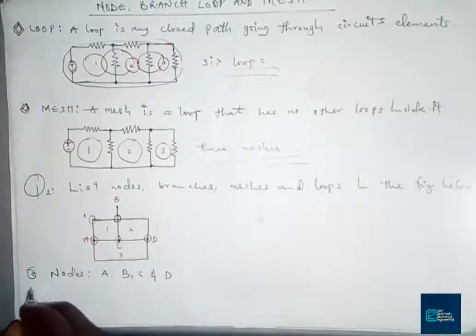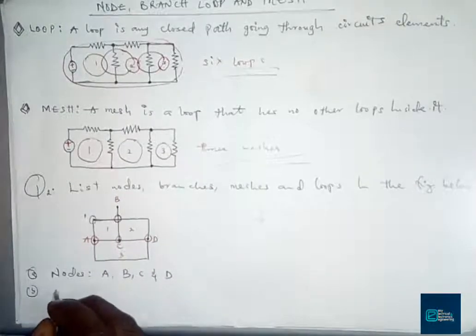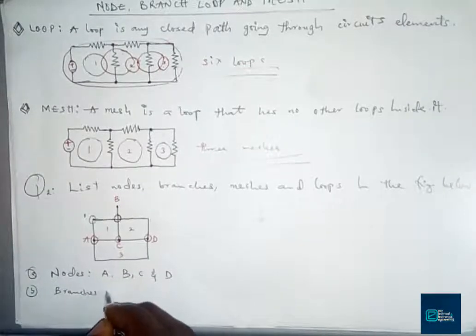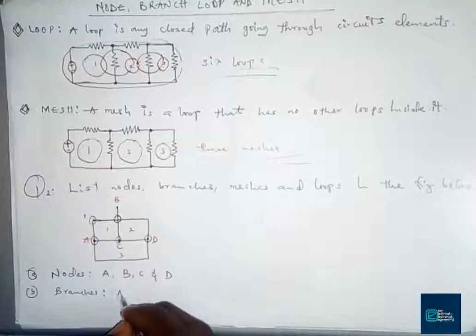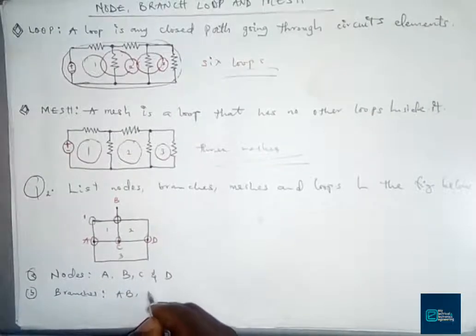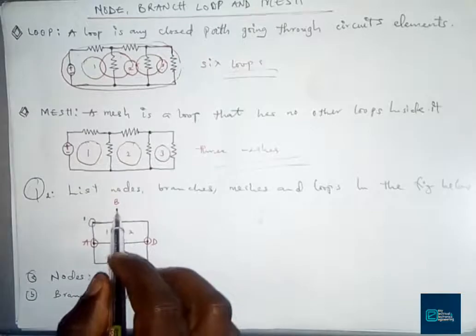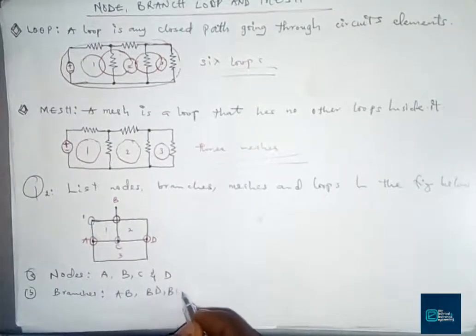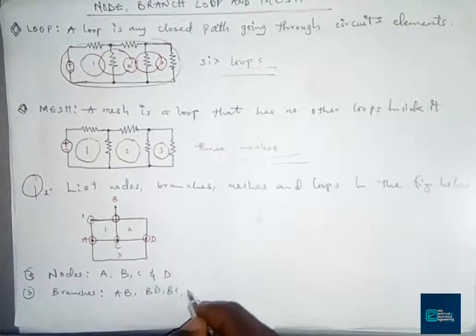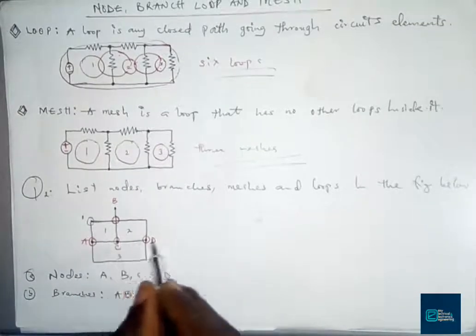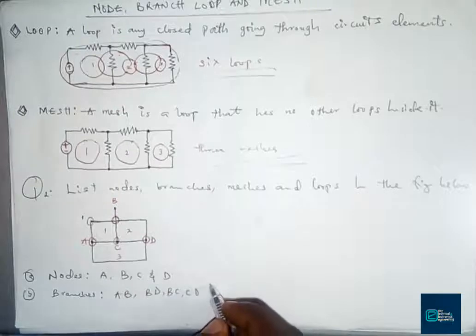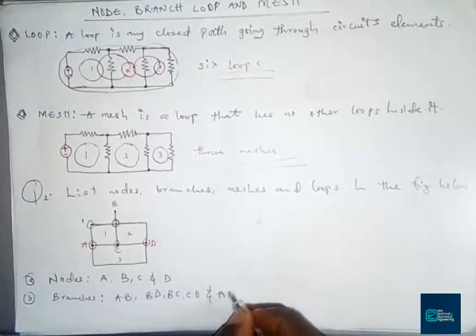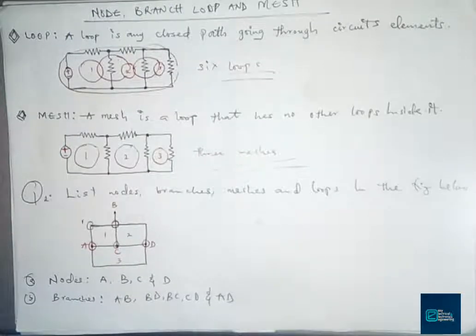When I'm talking about that, it is very simple. The branches we have: we have our AB in this case. We have our BD, so BD is a branch as well. We have our BC is a branch, and we have our CD. C from CD is a branch, and last but not the least, we also have AD. From here to this is also a branch. I think that is well taken care of.